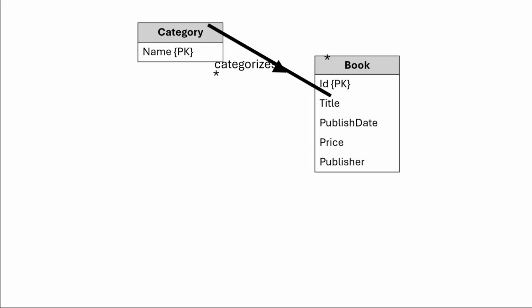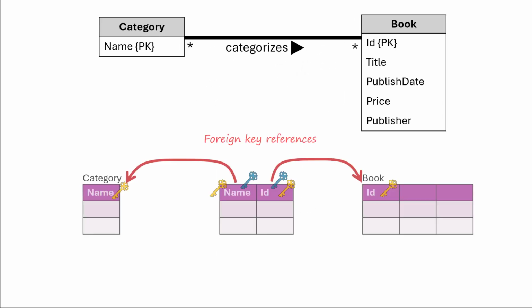In a relational database, this is handled using a join table, like this. It transforms the many-to-many relationship into two one-to-many relationships. So the join table is used to create pairs of category and books.